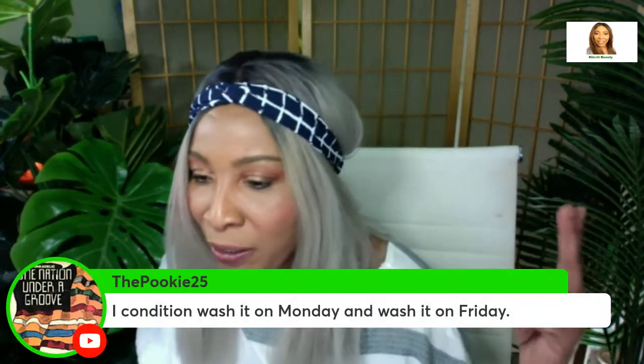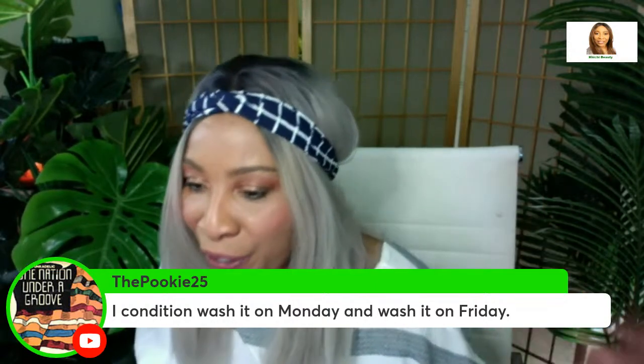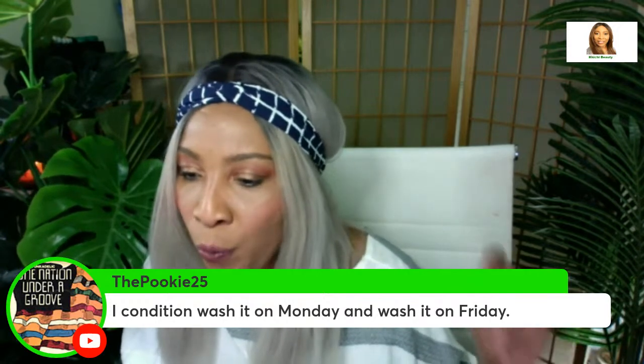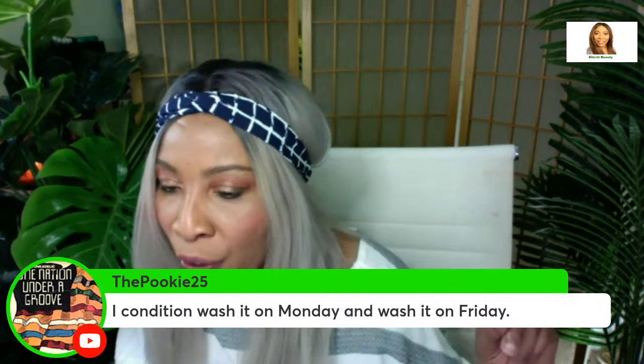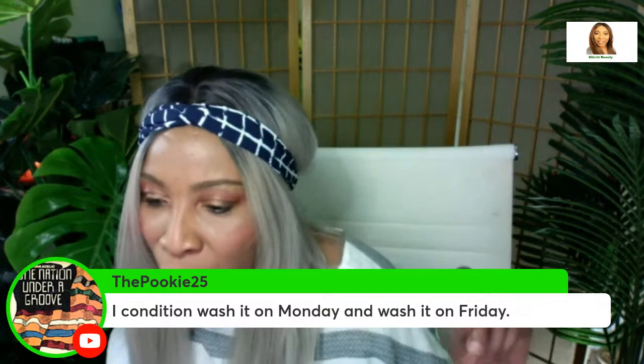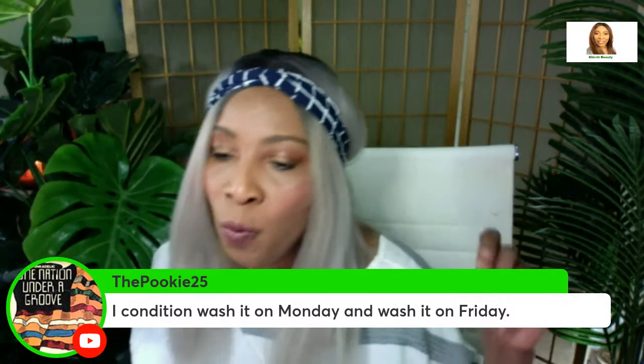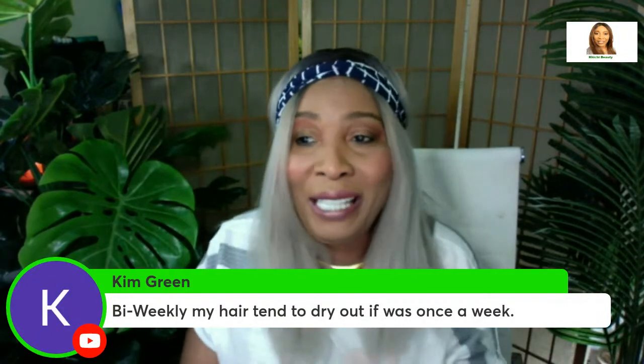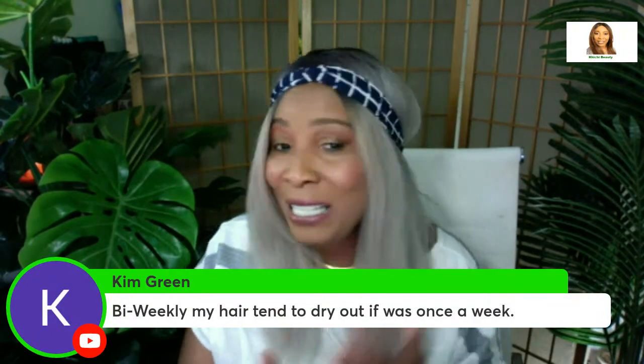Claudia, I stopped processing my hair like 12 years ago. Risa, once a month, bi-weekly, with freshening up between weeks before work. All right, so bi-weekly, my hair tends to dry out if it was once a week. And this is what I'm talking about. That is why I'm telling you, everyone is different, but definitely at least once per week.